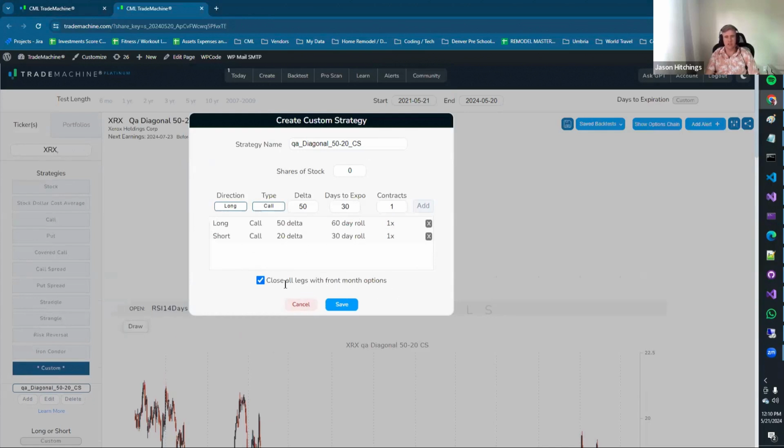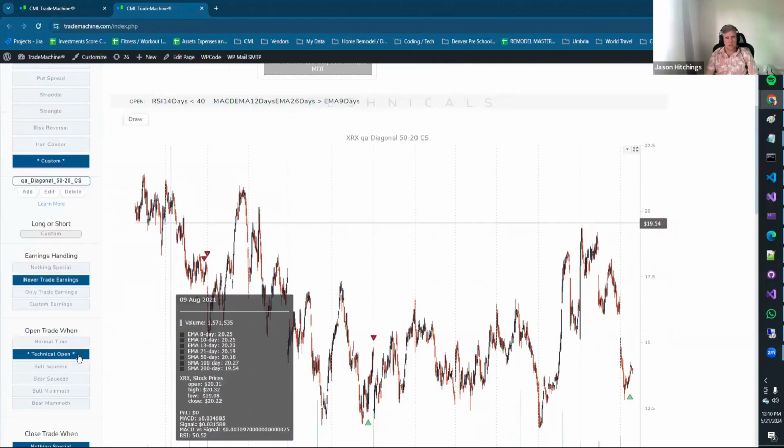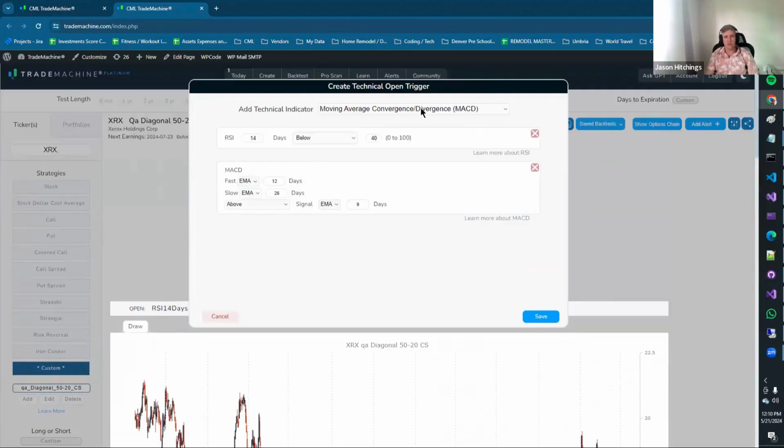It says we're going to close the strategy as soon as the front month options expire. So that's what this diagonal call spread is doing. There are technical conditions. I went over those briefly, but if you click the technical open, then you can see the additional things. And this is where you could add more if you ever wanted to. So that's the strategy in a nutshell.